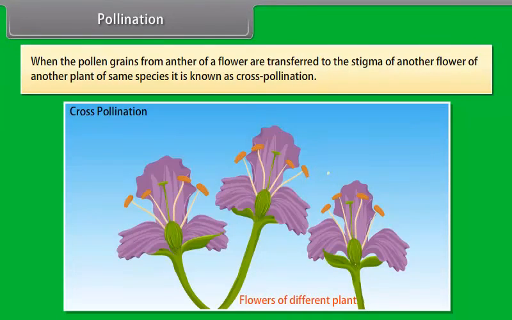When the pollen grains from the anther of a flower are transferred to the stigma of another flower of another plant of the same species, then it is known as cross-pollination.